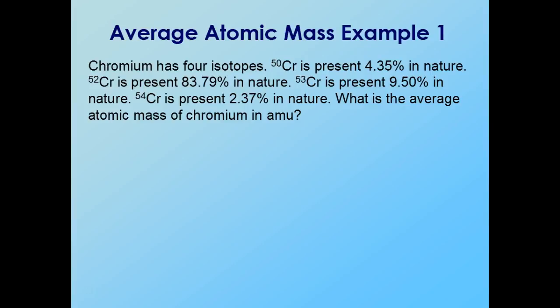Because the isotopes range from 50 to 54, our mass should fall somewhere in between them. But we don't just get to add those 4 masses together and divide by 4, because we see that the percentages vary quite drastically. We've got 52 chromium that's present almost 84% of the time, and we've got 54 chromium that's present only 2% of the time.